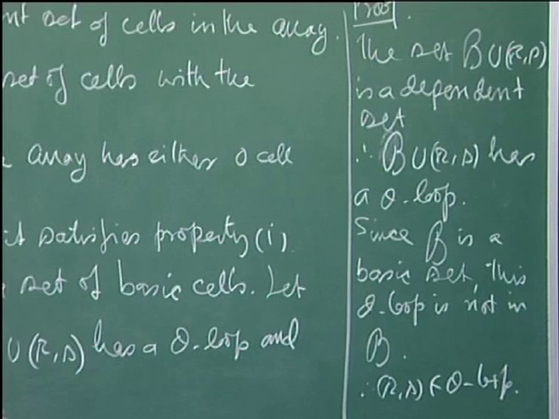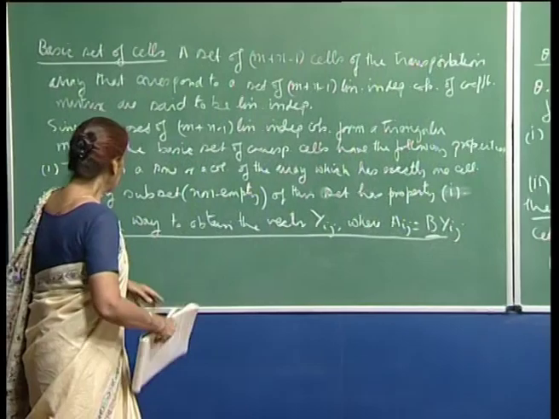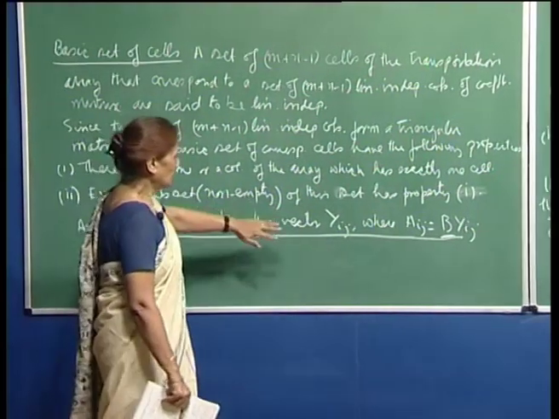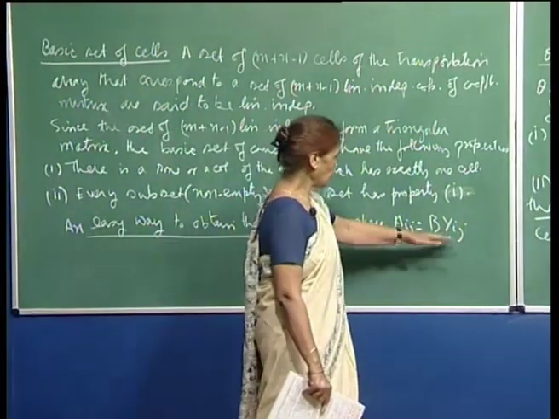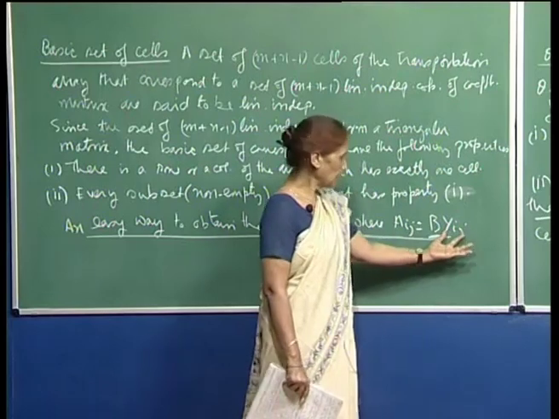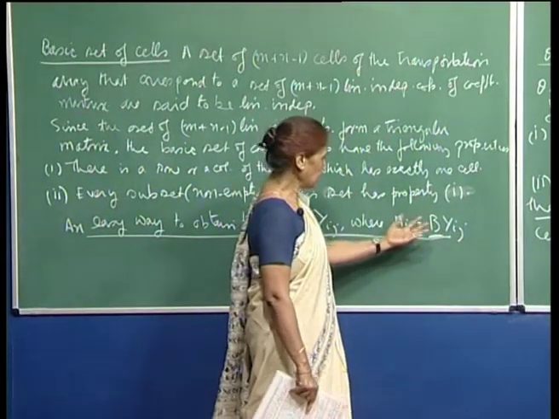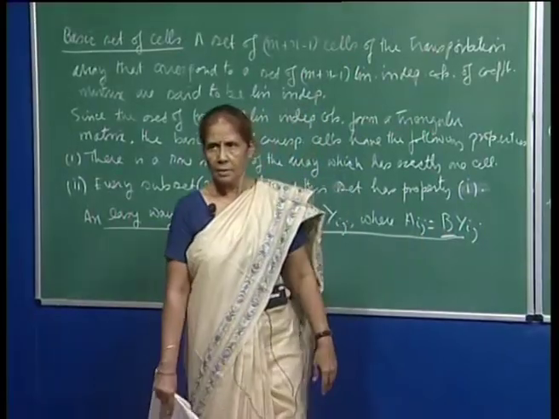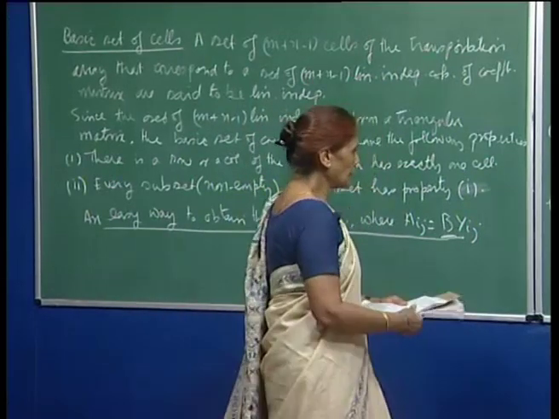Okay. Now, as I told you, all this is leading to trying to obtain the vector capital Y I j, which has the components to express the column A I j in terms of your basic columns. Okay. So, this is what we want to do.